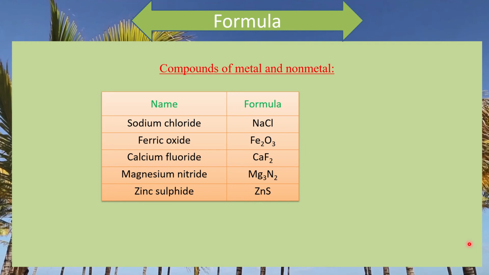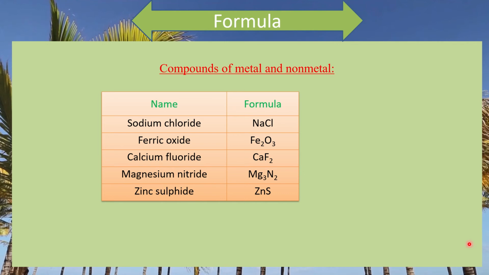Sulfur, it has 3 valency, 2, 4 and 6. But when sulfur makes compound with any metal, then the lowest valency 2 is used here. Zinc sulfide, here the valency of sulfur is 2 and the valency of zinc is also 2. So the compound will be ZnS.